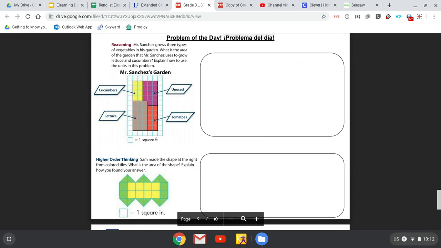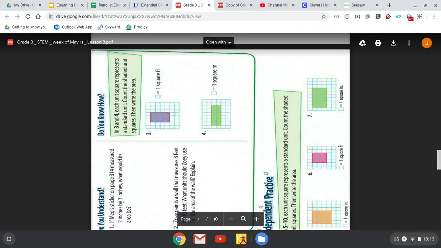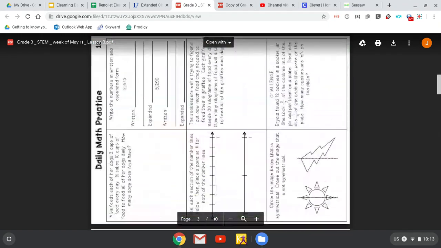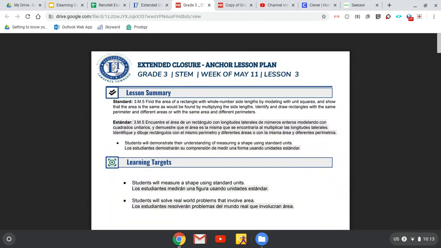Task number 4 is when you really need to do some thinking. It's our problem of the day. Again, you're focused on using area. How can you find the area of shapes? And how can you explain your thinking? The last page has some examples for you if you need those for help. Make sure you're watching the math video as a review. Remember, I'm sending that link on Seesaw and Talking Points.